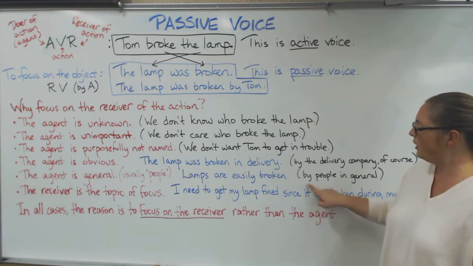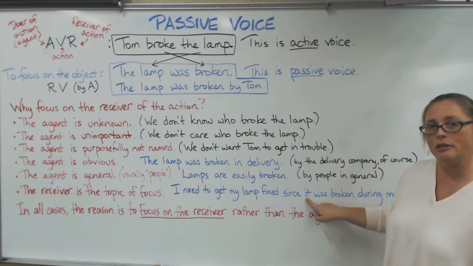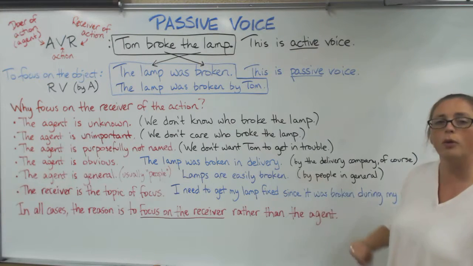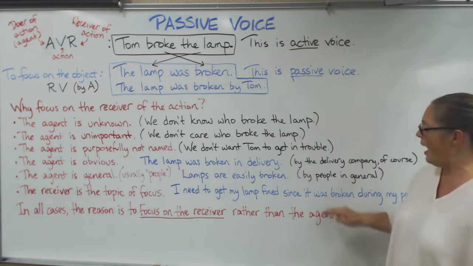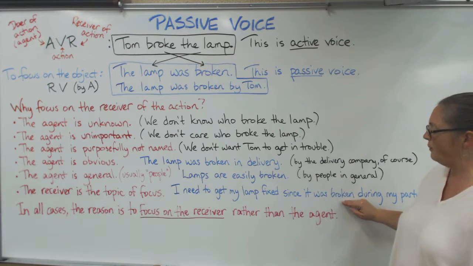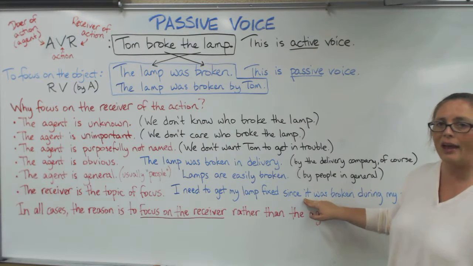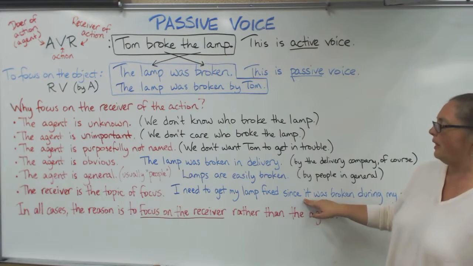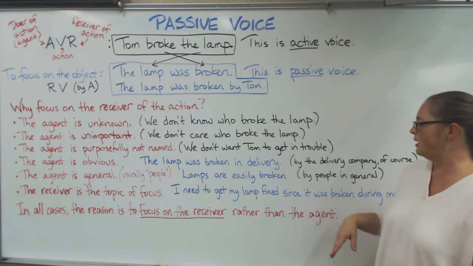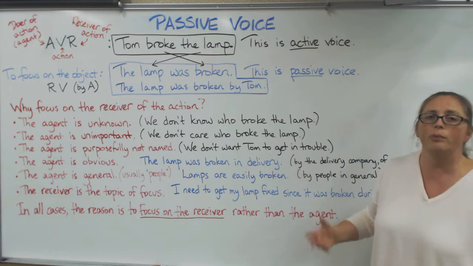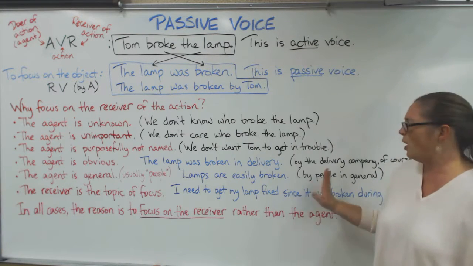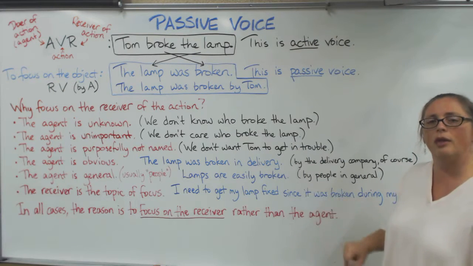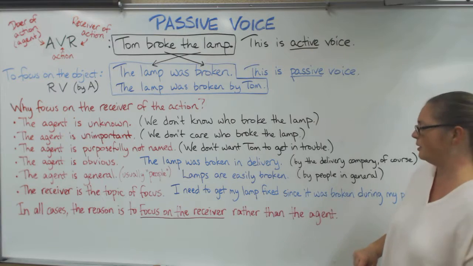We use the lamp, it, as the subject to keep the focus on the lamp, and we need the passive because this is receiving the action, not doing it. We don't want to say, I need to get my lamp fixed because or since someone broke it. We don't want to focus on someone. We want to focus on the lamp, so that's the subject.